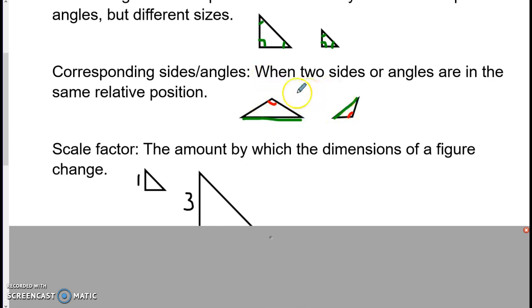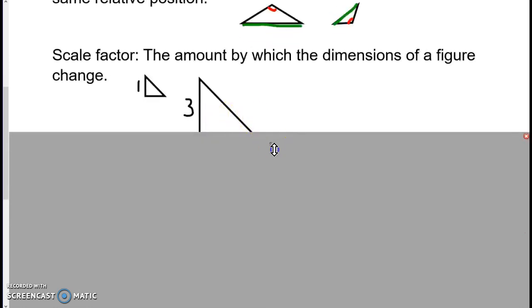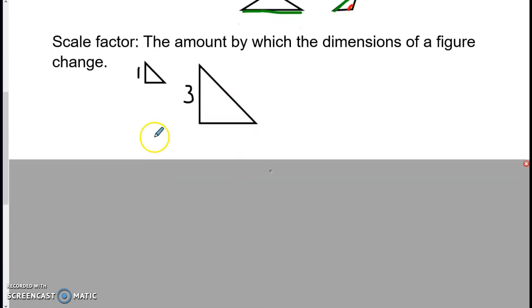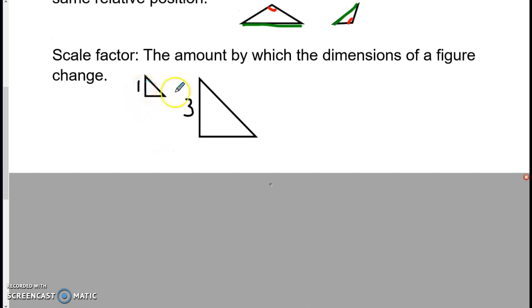It becomes especially important when you're looking at shapes that are more complicated, because it can be easy to use the wrong sides and mess up your proportions. Scale factor is basically the amount difference between the sizes of your similar figures. This is the multiplied amount, not subtracted amount. So the scale factor between these two is not 3 minus 1, it is 3 divided by 1.